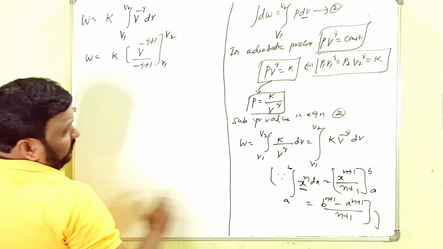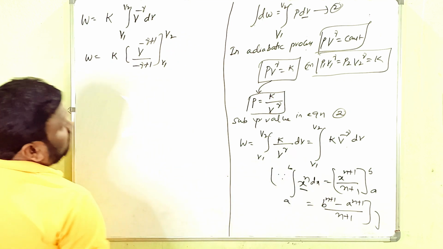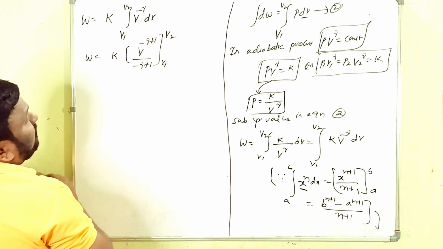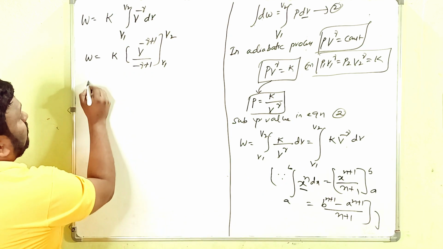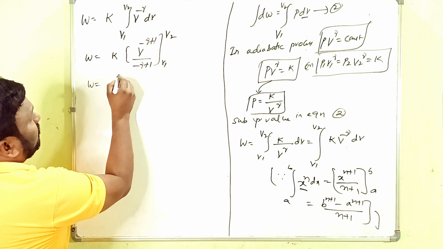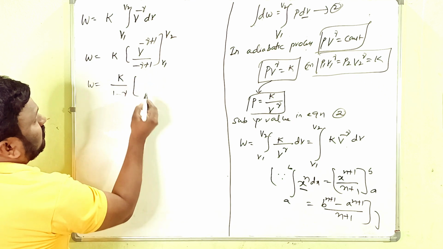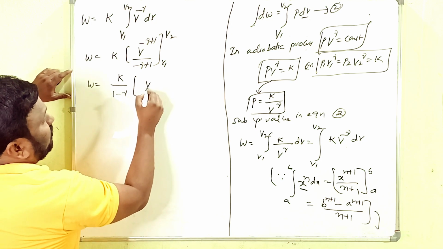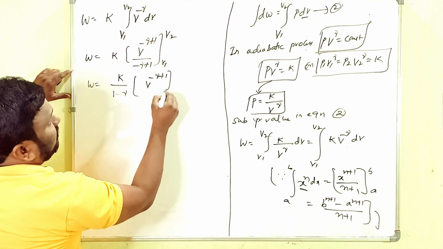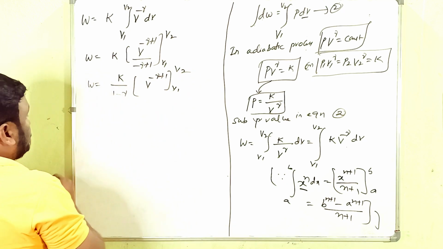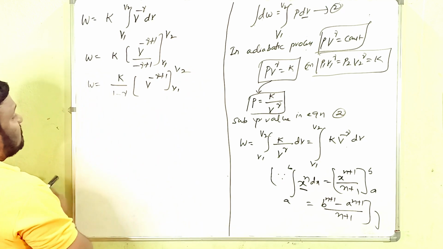So same here, 1 is added to the power n, here also minus gamma is there, further what you added? Minus gamma plus 1. Clear? So then W is equals to K by 1 minus gamma into V to the power of minus gamma plus 1, and the limits are V1 to V2.